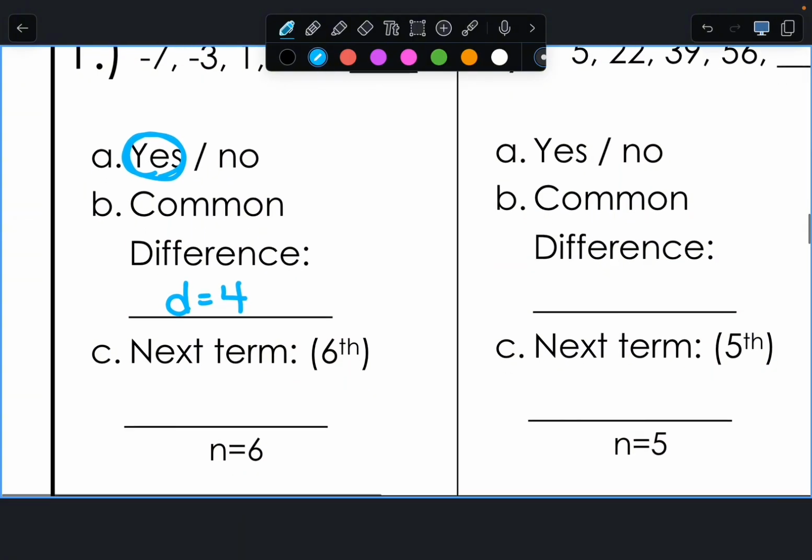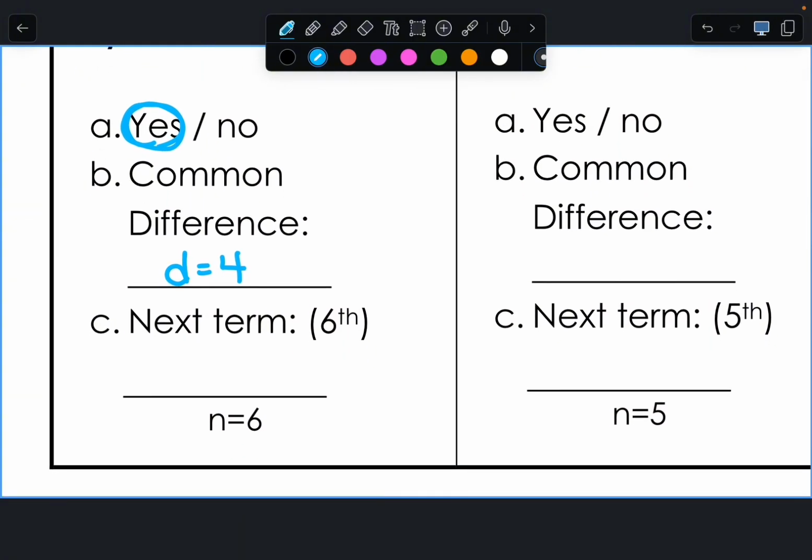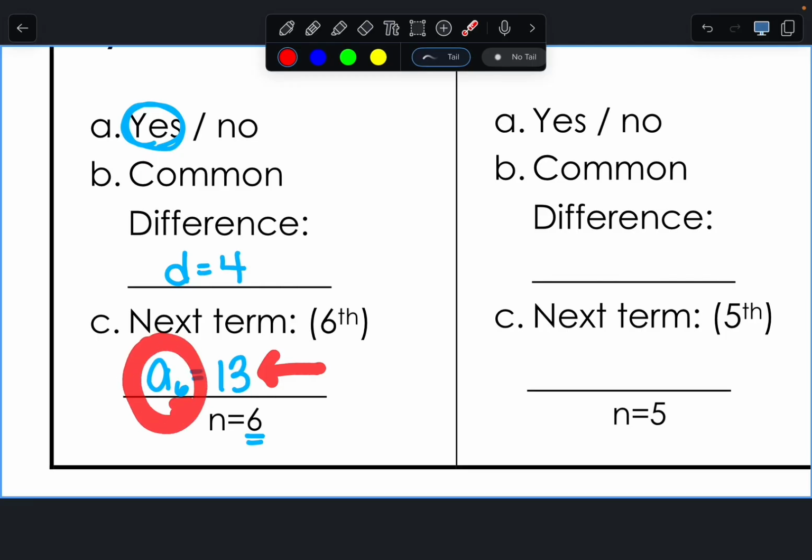Okay? Now the next term in the sequence is going to be the 6th term. The 6th term is 13. That means that the number 13 is in the 6th place in my sequence, in my pattern. The way you would write this result is to write it as a sub 6 equals 13. This tells you that the 6th term is 13. You don't actually put this part into the calculator, okay? With a little bit of practice, you'll get the hang of it, okay?